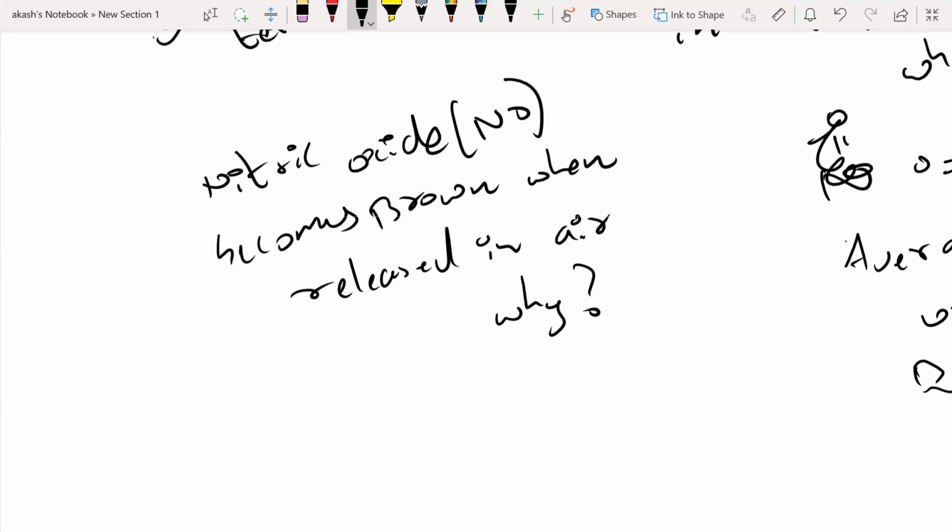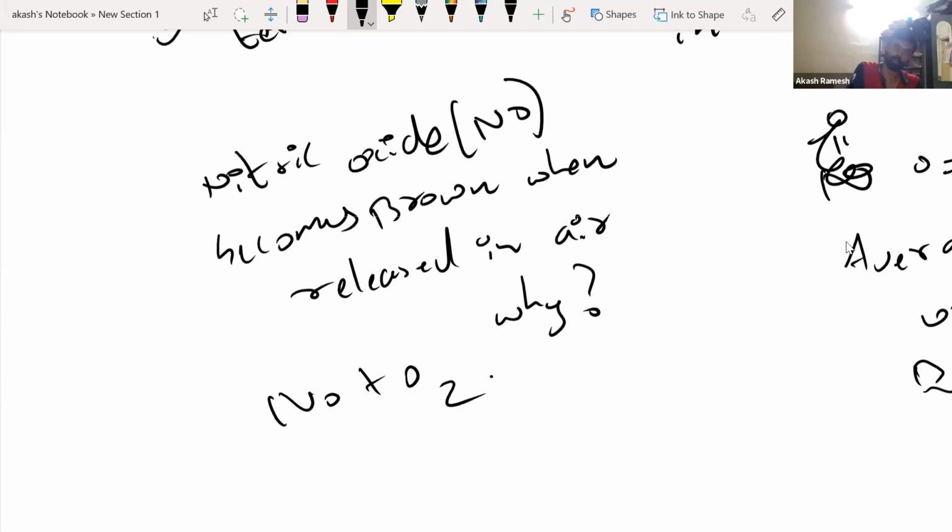Sir, it will react with oxygen in the air to give nitrogen dioxide. Yes, absolutely, correct. So you must write the reaction properly: NO plus O2 forms NO2. Now this is brown in color, right?